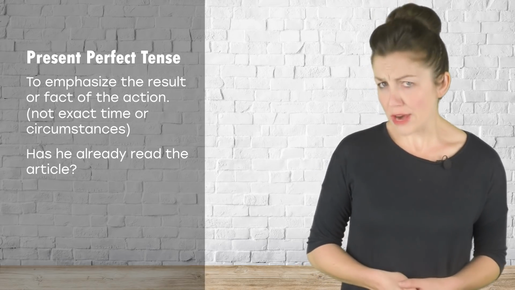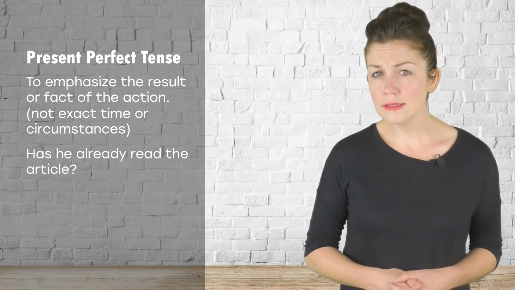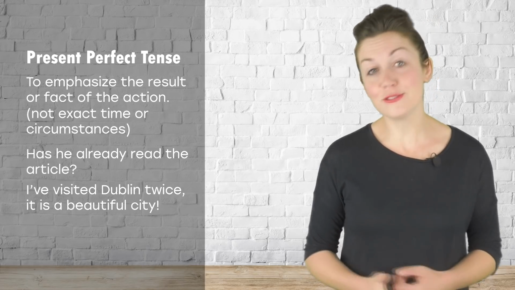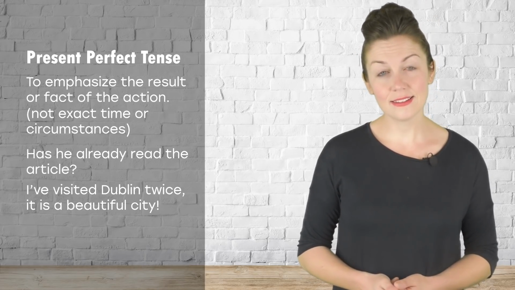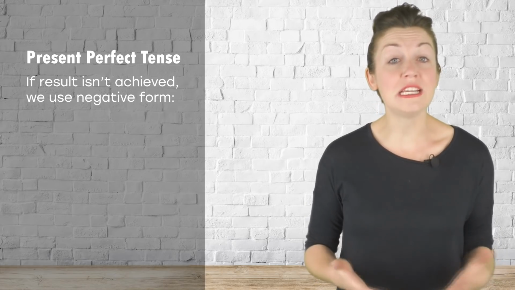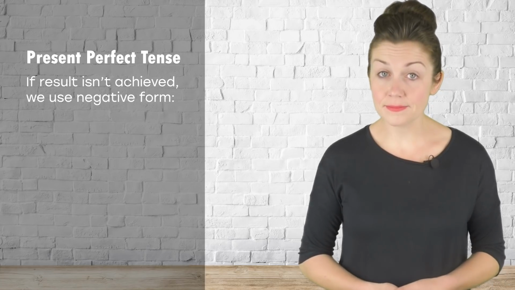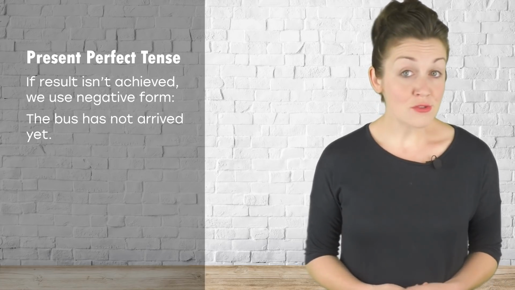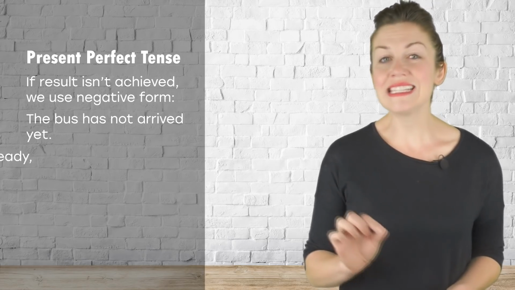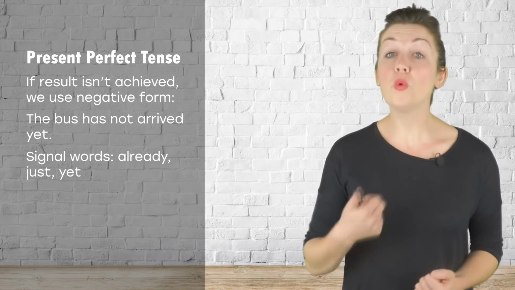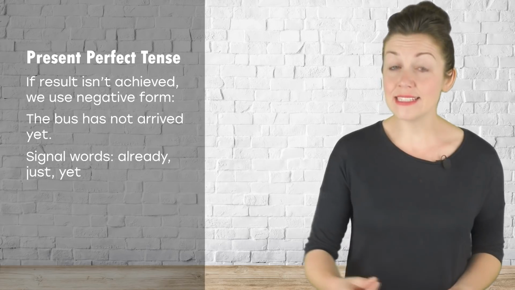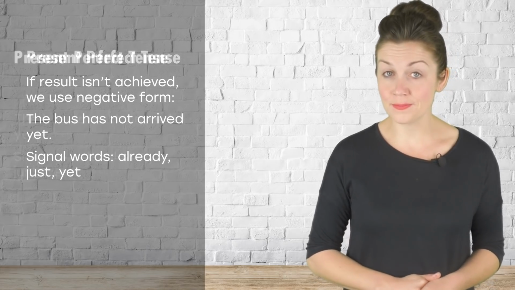Has he already read the article? I've visited Dublin twice. It is a beautiful city. In negative sentences, the result, which is not achieved yet, is reflected. The bus has not arrived yet. Pay attention to the signal words for this case: already, just, yet, used in negative and question sentences.